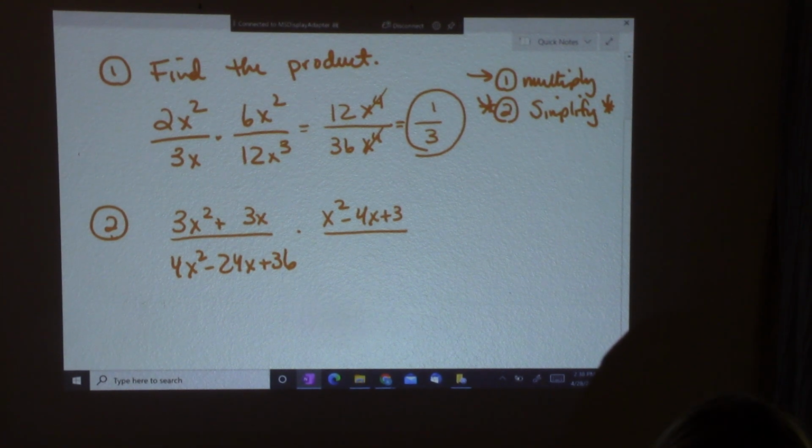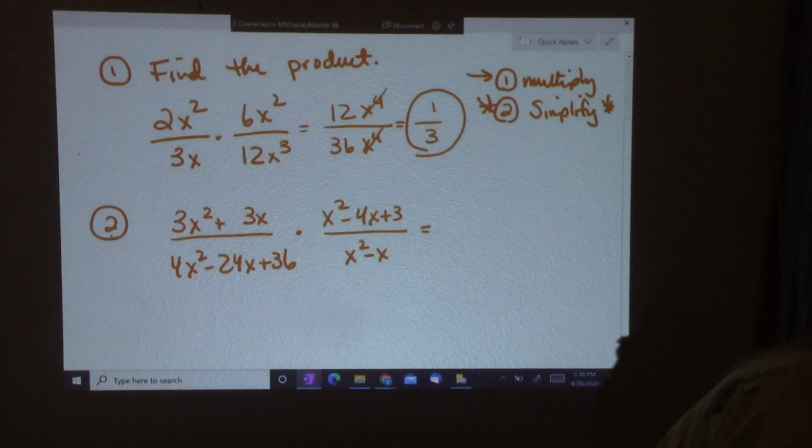times x squared minus 4x plus 3 over x squared minus x. Okay, why don't you go ahead and write that down? Just a moment. Okay, I'm sure you're all caught up now.